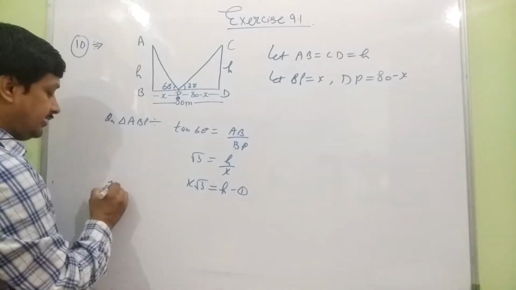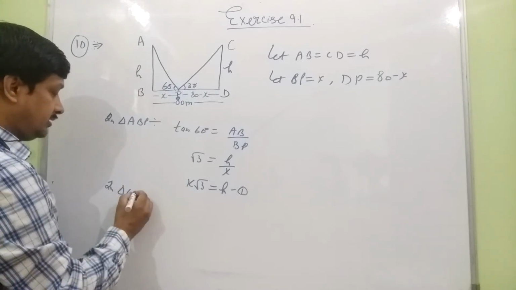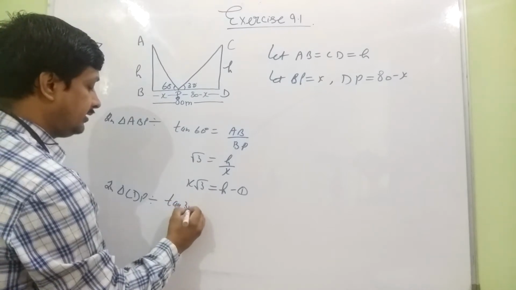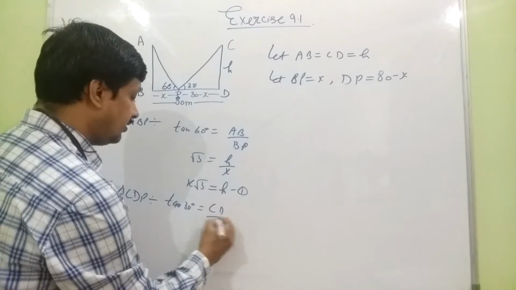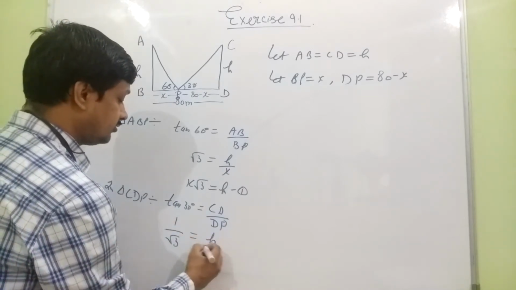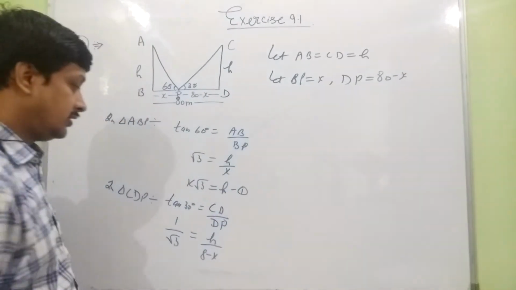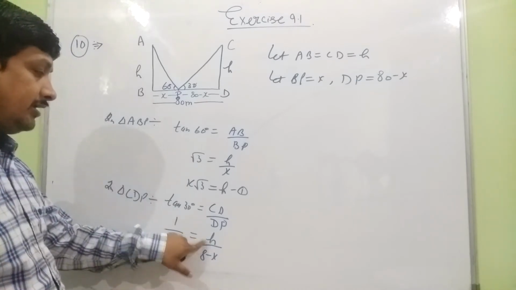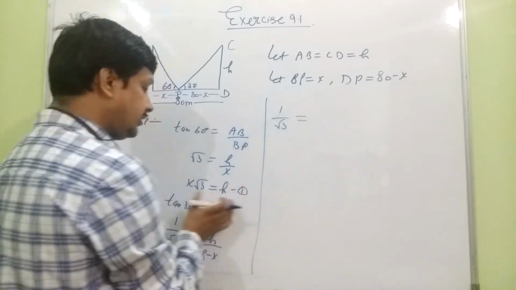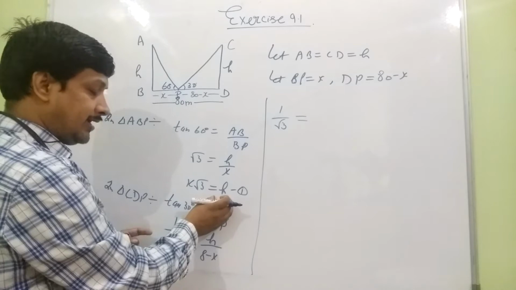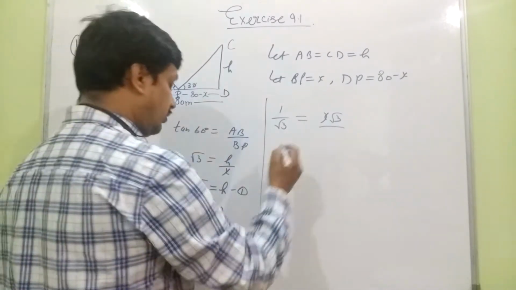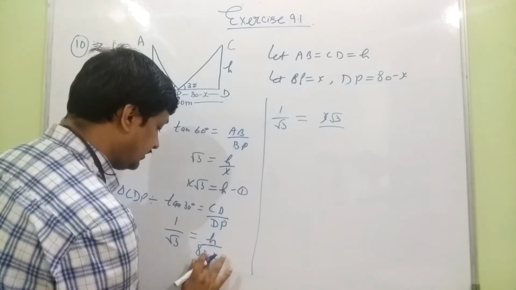Now take another triangle, which is triangle CPD. In this triangle, tan 30 degree equal to perpendicular CD upon base DP. Tan 30 is 1 by root 3. CD, you know, is also H and DP is 80 minus X. So you can just put the value of H using equation 1 here. I am using equation 1, so I can write H equal to X root 3 here. So X root 3 in place of H, from equation 1, upon 80 minus X.